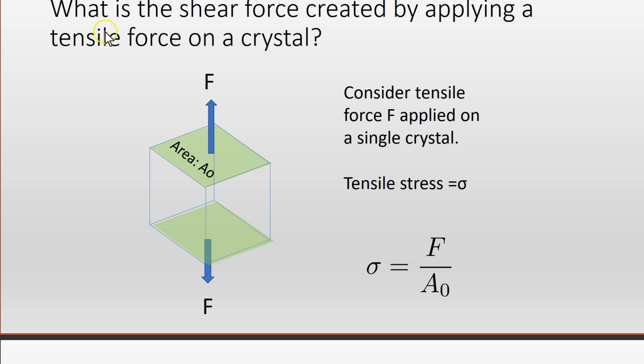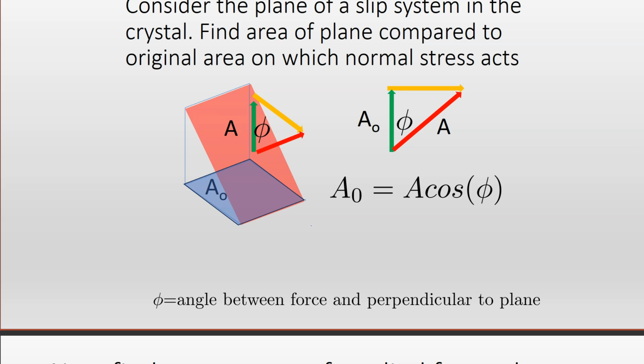So if we're just applying a normal force as shown here, and the stress, the normal stress, being F over A naught, that actually results in shear forces. Let's see how. Let's consider a plane within that sample which is inclined with respect to A naught. If we do such a cut, this area A is given by this relationship here.